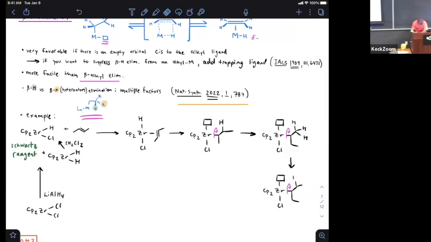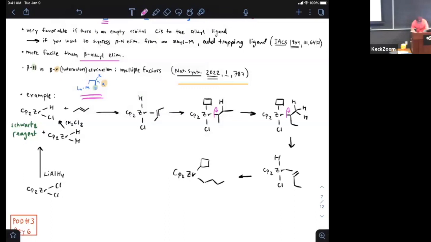That will get us to this, and lastly, what? Another migratory insertion to form the primary outcome. Beautiful. And this process of transposition of a metal alkyl bond to a distinct position from where it was formed is called chain walking. Super. Any questions on that?